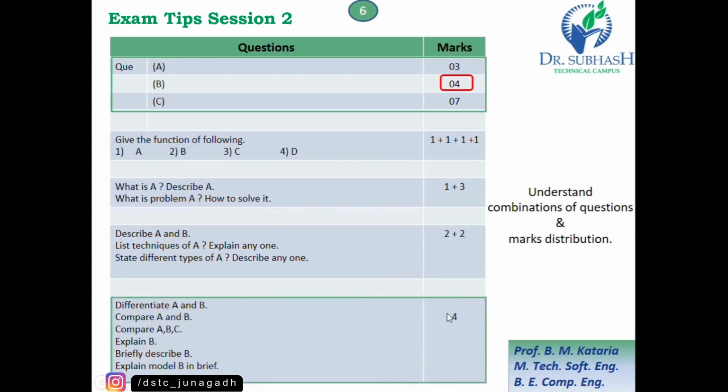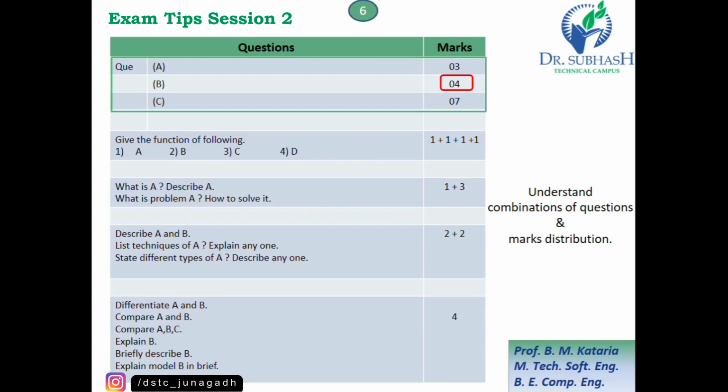There are 4 marks questions like differentiate A and B, or compare A and B, or compare more than 2 topics, or it could be an explanation type question or briefly describe. Whenever there is a describe, it means you have to write properties or a description about the topic.